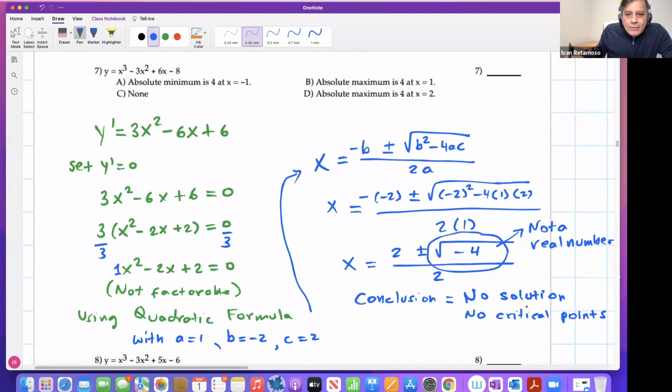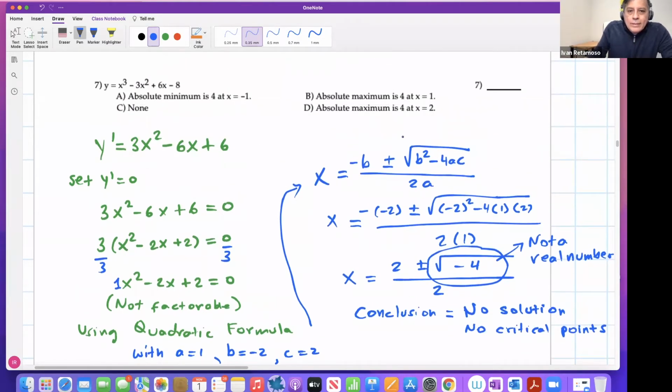If this is the conclusion, guys, which choice do you think I should pick here? A, B, or C? Look at the choices. C. Excellent, guys. You got it. The function will grow forever or decrease forever. It's not going to have any critical points, any local extremum, any local minimum, nor local maximum. So you go for none.